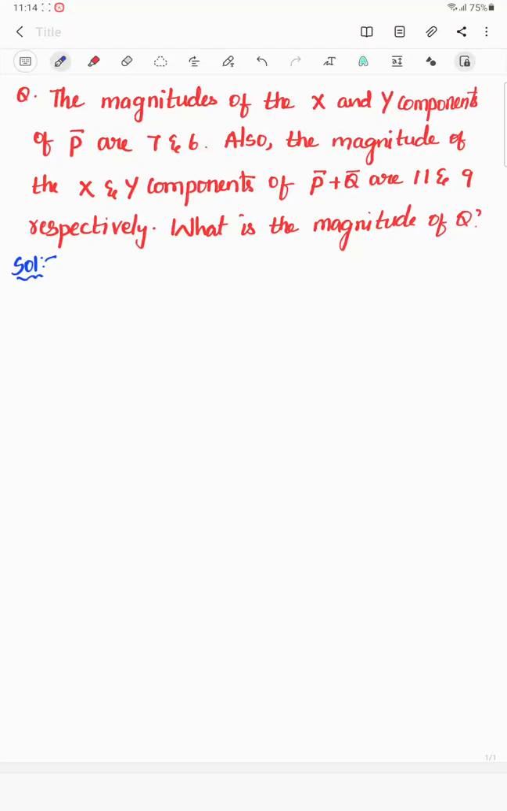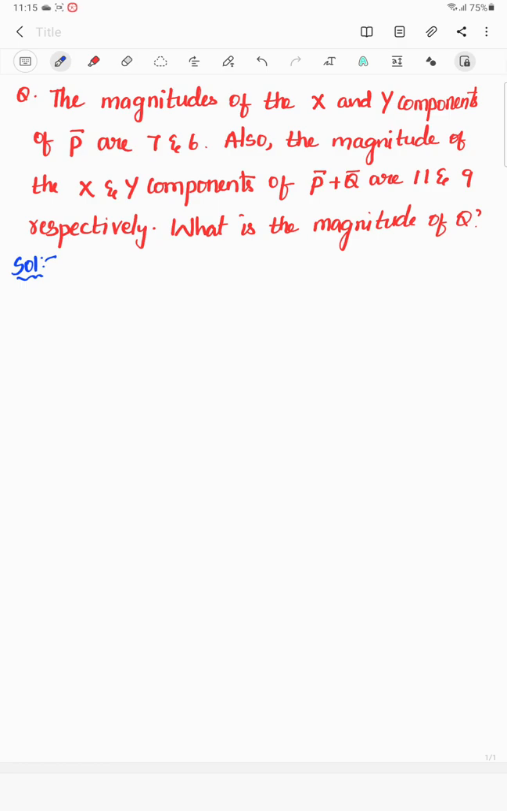Let us see one more problem on vectors. It is given that the magnitudes of the x and y components of a vector p bar are 7 and 6, and the magnitudes of the x and y components of the vector p bar plus q bar are 11 and 9 respectively. And finally he is asking us to find the magnitude of q.